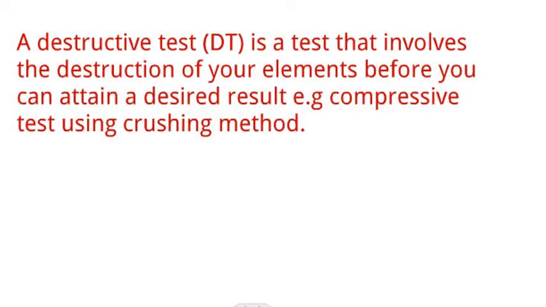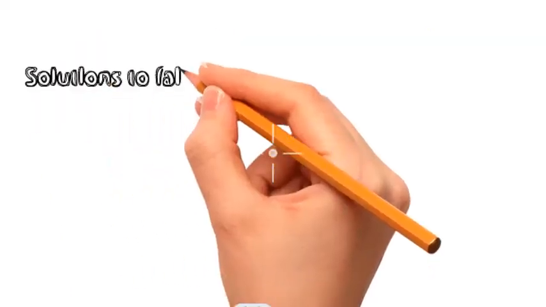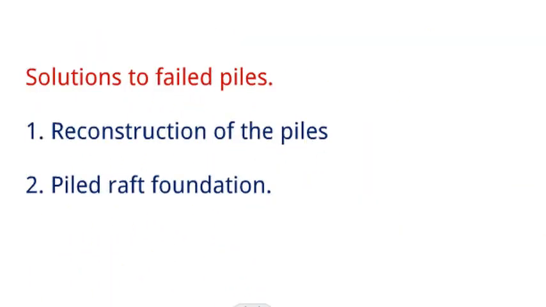So after carrying out this test on each pile, what will happen if the piles or some piles fail the test? There are 2 solutions to this. 1, The failed piles can be reconstructed. You will reconstruct the piles that fail. Number 2, a raft foundation can be constructed over the pile foundation. You will construct a raft foundation on that pile foundation. And this type of foundation is called piled raft foundation.